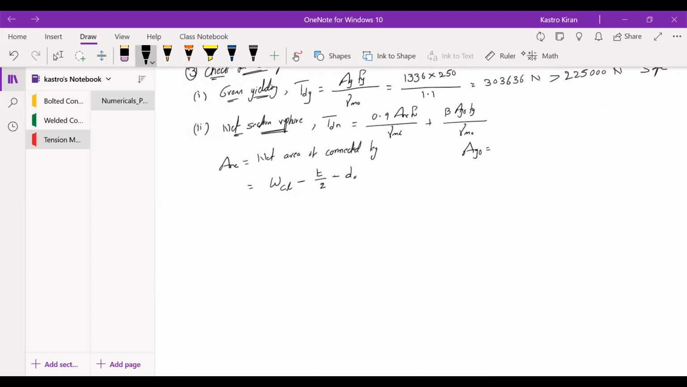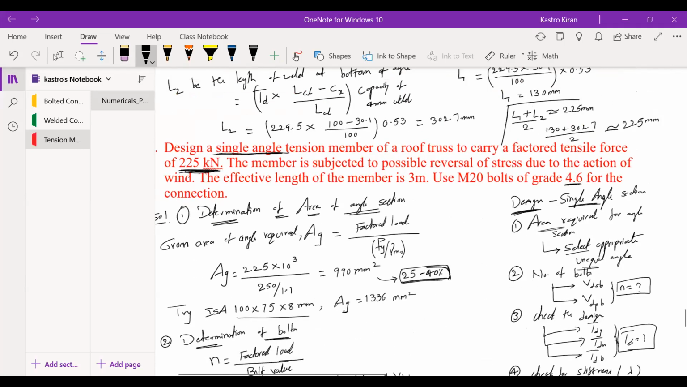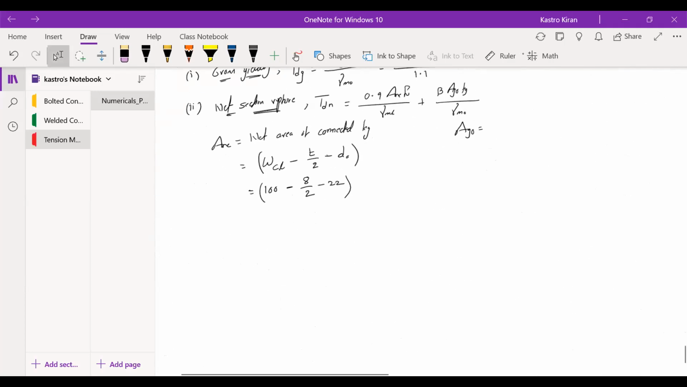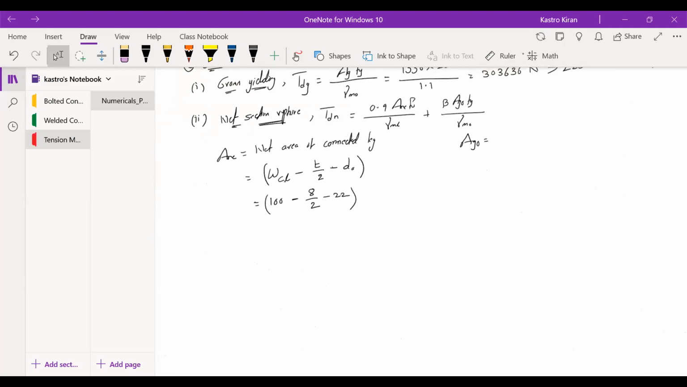If it's a welded connection, you don't need to deduct anything. So WCL, that is width of connected leg, is 100 minus thickness of the angle section, 8 mm, minus diameter of bolt hole, 22, because we are providing M20 bolts. For 20 mm bolts, the diameter of bolt hole will be 22, right? And this has to be multiplied with thickness, which is 8. That is the fixed formula. So if you solve for this, the value of ANC is obtained as 592 mm square.